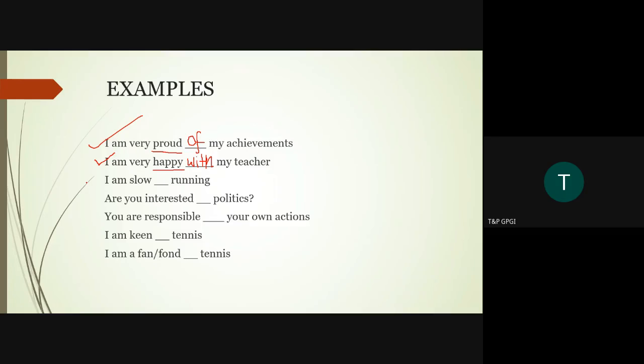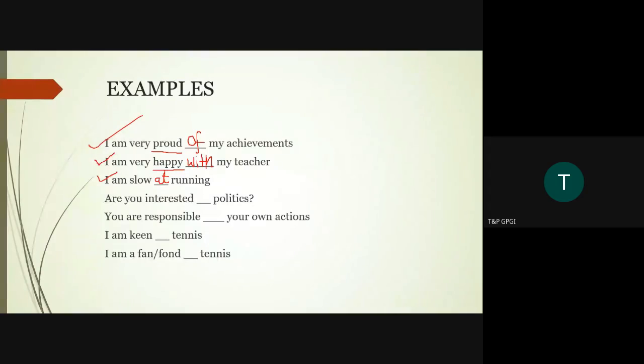Another example is, I am slow dash running. Okay, good if you guessed it right. So we are done with this as well. I'll give you a few more examples of the preposition "at". So you can say, I am not very fast at typing, or I am not very fast at running. You can say that's nothing but, I'm slow at running.